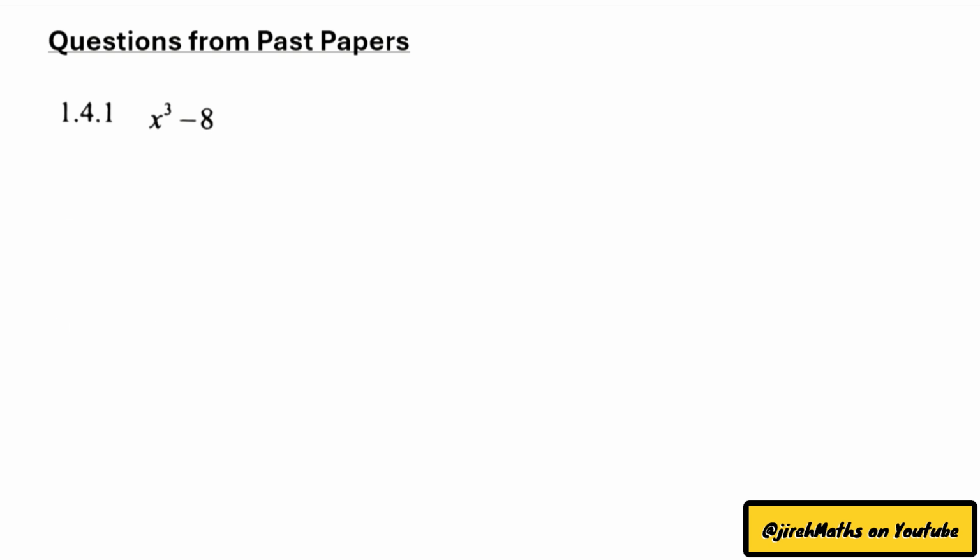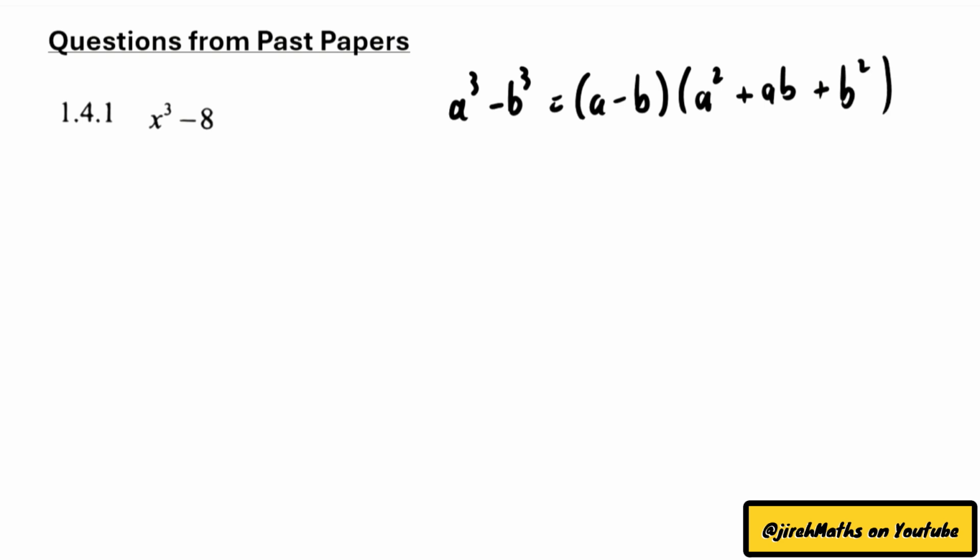Let's start with x cubed minus 8 cubed. So this is definitely difference of cubes, because the 3 should give us a hint that it is going to be difference of cubes. Let's recall our rule. A cubed minus b cubed is equal to a minus b into a squared plus ab. We switch the sign and then it's plus b squared. Okay, now that we have our rule, let's apply it.